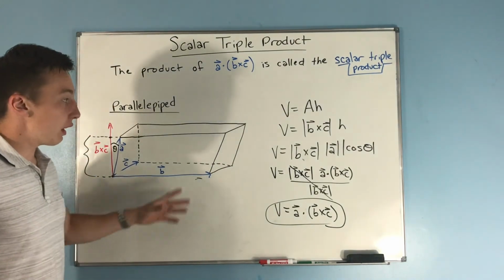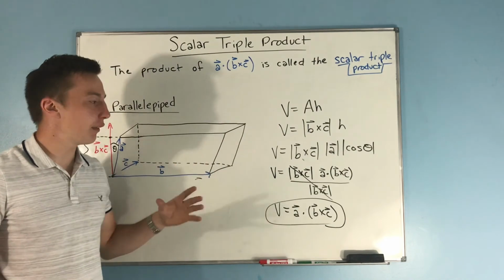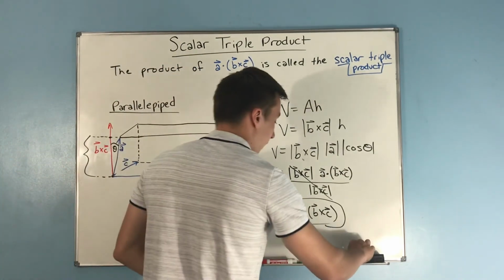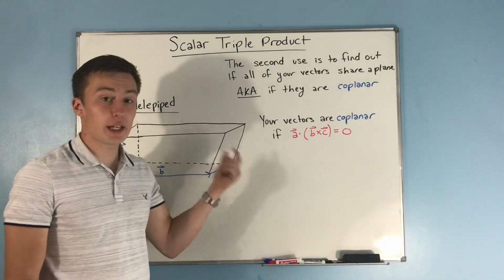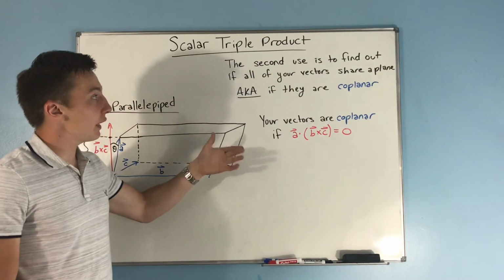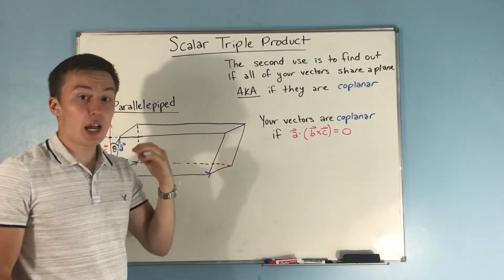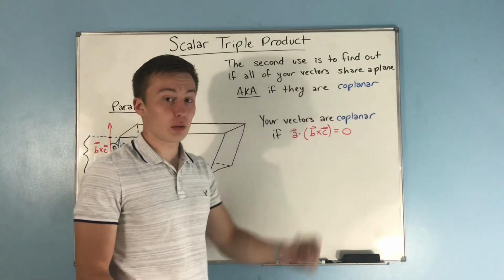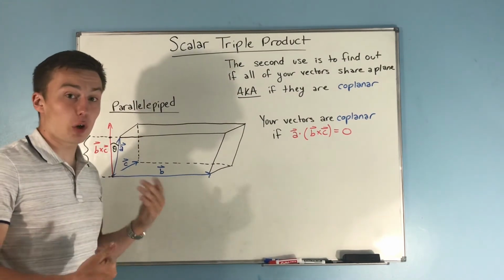Now, I'm going to be doing example problems with this stuff in the next video, but there's also another big use that we're going to be talking about in this video. The second use of the scalar triple product is to find out if all of your vectors share a plane. If they all share a plane, they're called coplanar. So we're trying to figure out if all of your vectors are coplanar.